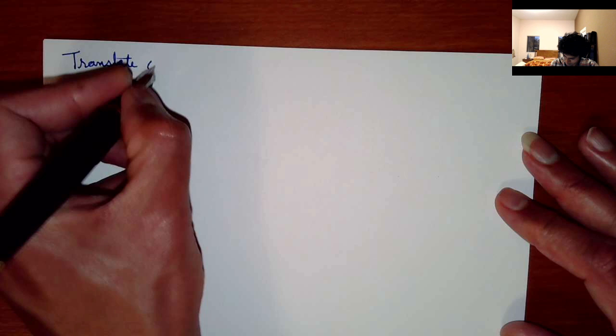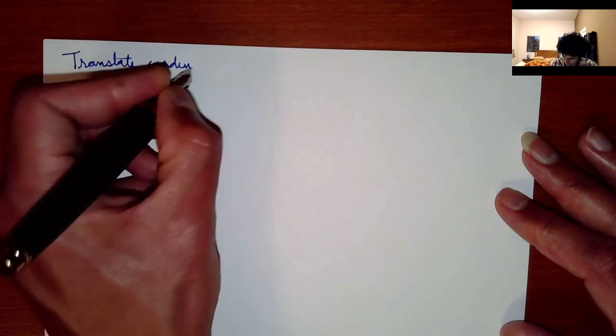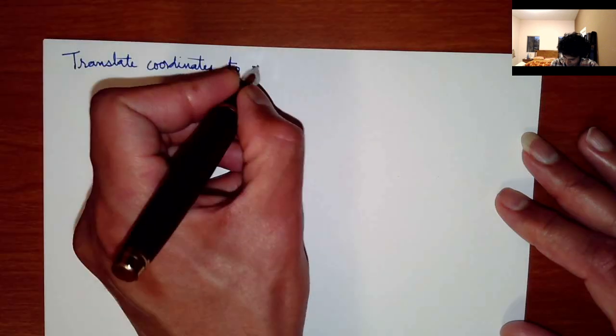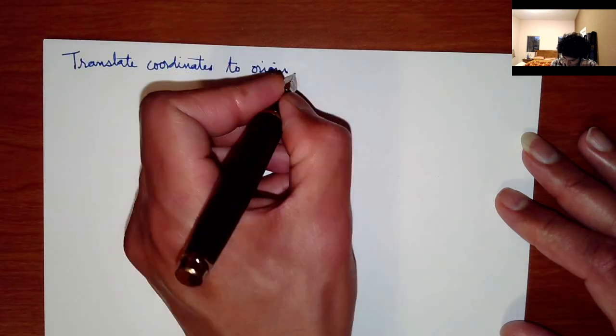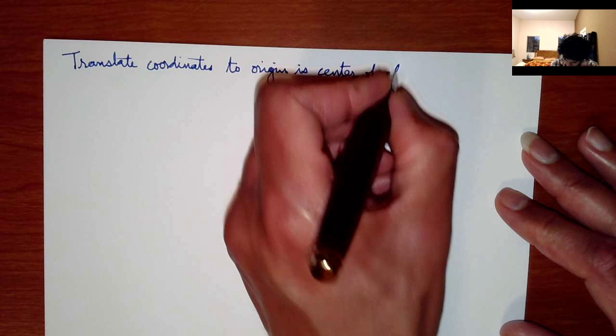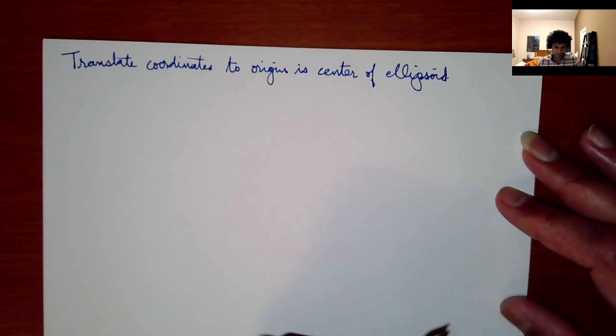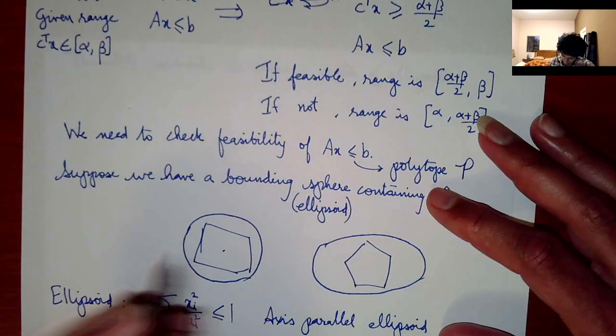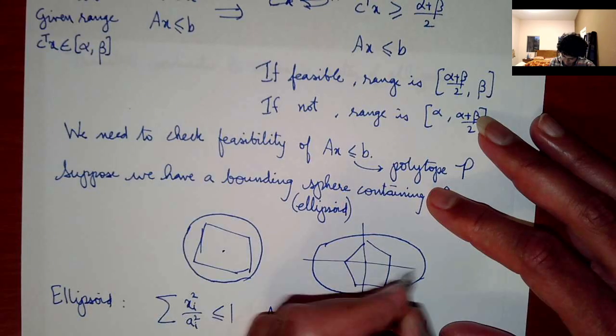Now here is the key operation: let's just translate coordinates so that the origin is the center of the ellipsoid. Right? So we can just move our axes like this.